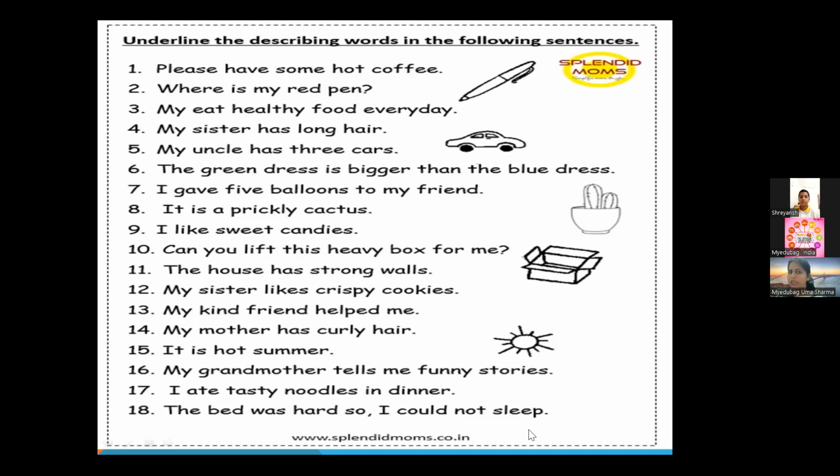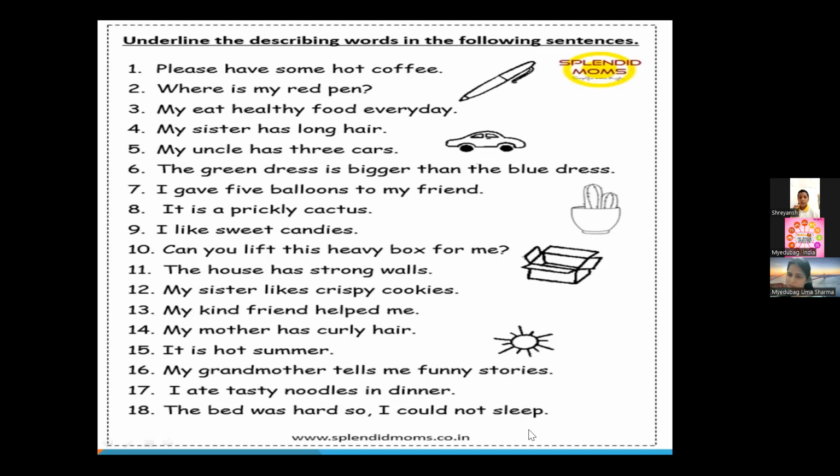Good. So now the second one, where is my red pen? Now tell me, red. Very good. Third one, healthy. I eat healthy food every day. Very good. Fourth one, long. Very good. Fifth one, three. Very good. Sixth one, bigger. Good, very good.